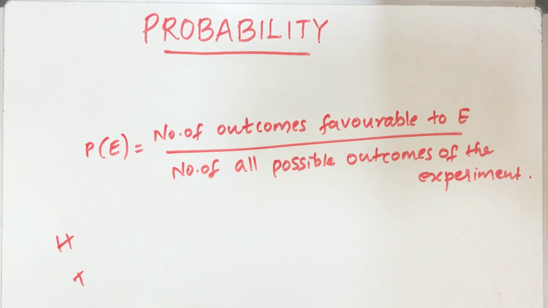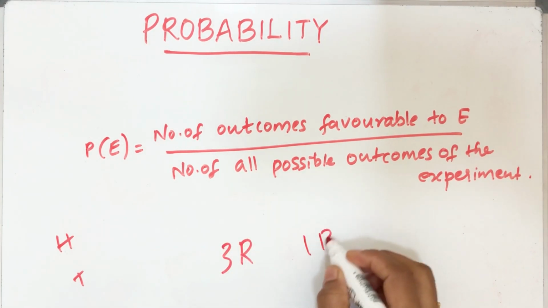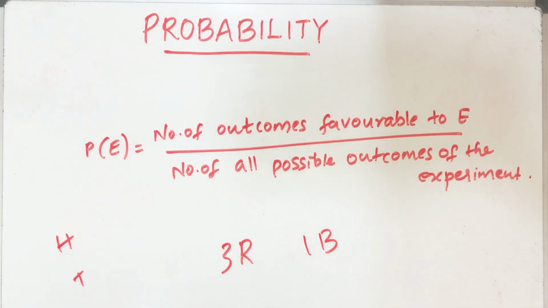For example, of a not equally likely event, we can say if we have 3 red balls and 1 blue ball, and we are choosing a ball at random, is the outcome equally likely? Or is the chance of getting a red ball and getting a blue ball equal? No. Since we have three red balls, there is more chance of getting a red ball than blue. We can say this is not an equally likely event.